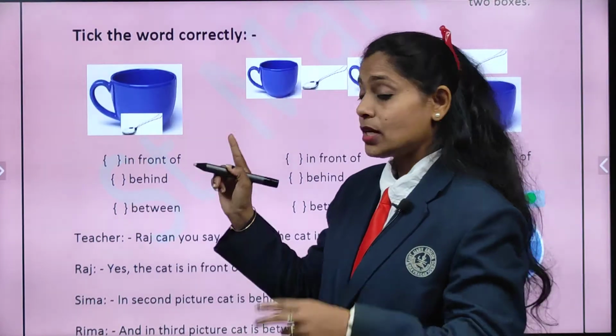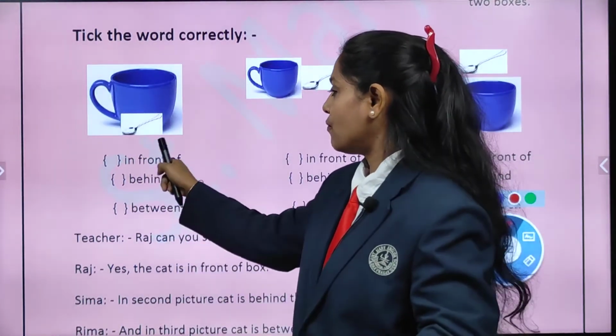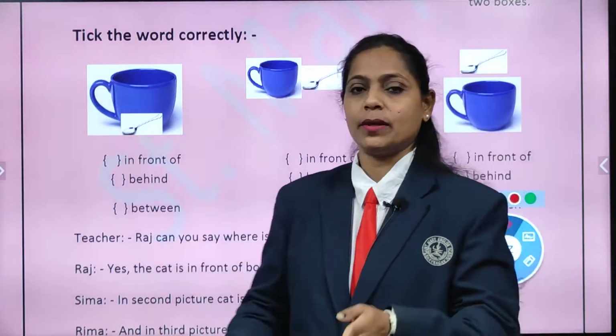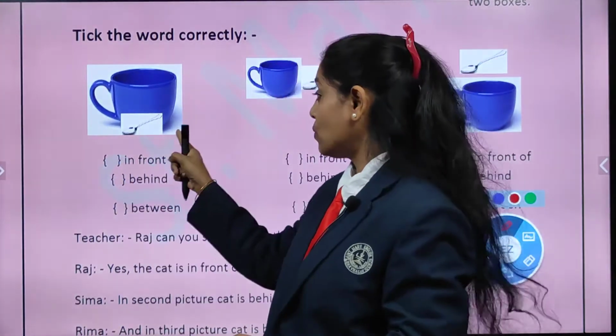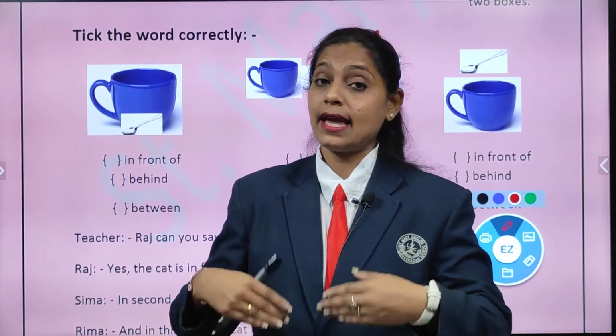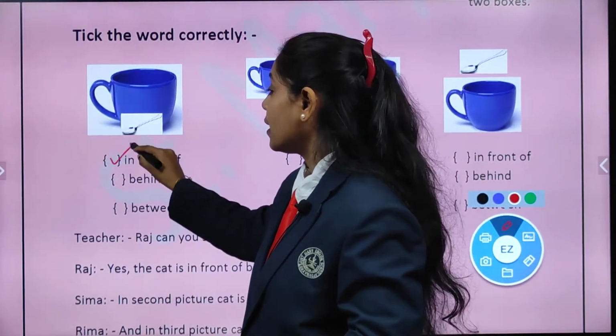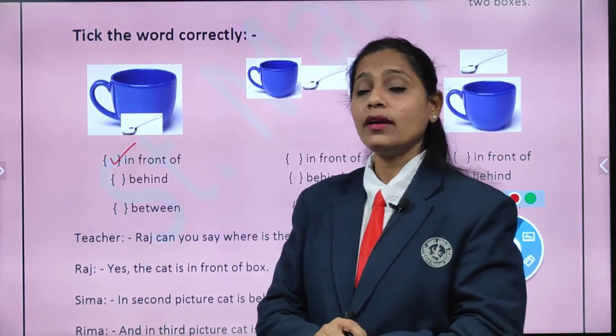So what are we going to say? We have three options here: in front of, behind, and between. Behind means back, and between means middle. So can you see where the spoon is? Yes, it is in front of the cup. So what are we going to do, children? Yes, we are going to put a tick mark over here.